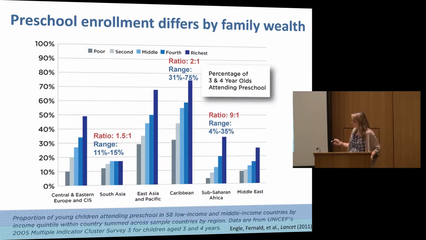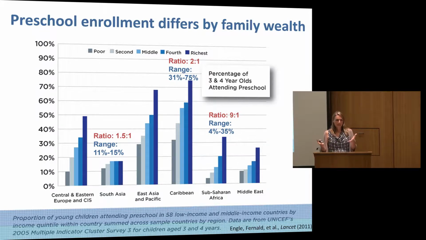And what you can see is that regions differ not just in what the percentage of children enrolled is, but also in the difference between the lowest and the highest quintile. So in some regions it's very low, like South Asia, and it doesn't really vary much by wealth. But in another region, like the Caribbean, for example, you range from 31% to 75%, or Sub-Saharan Africa, which ranges from 4% to 35%. So you see big differences across different regions in terms of the disparity between the rich and the poor and who gets to attend preschool.